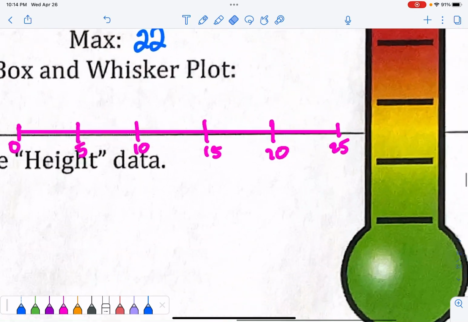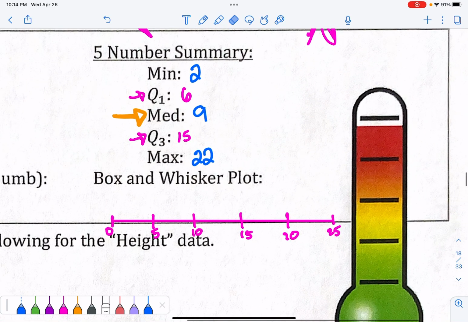Okay, so there's my ruler down below here, and if I make a box and whisker plot with this, I'm starting at 2. There's my first dot. 22 is my second dot. And then I have 6 here, 9 here, and 15 here. So there's my box and whisker plot.